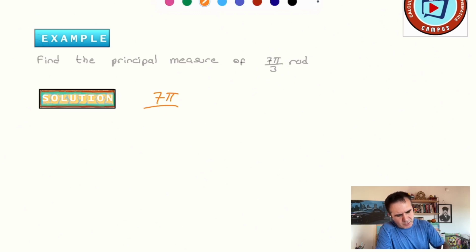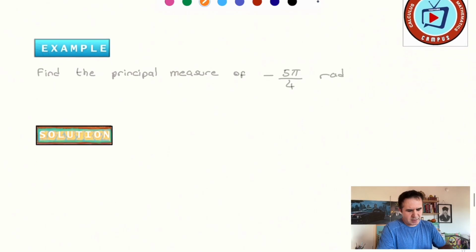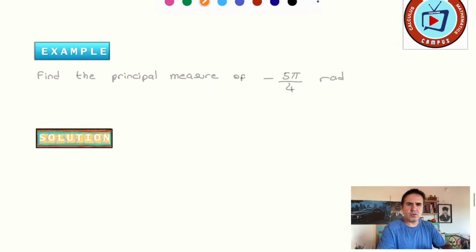7 pi over 3 minus 2 pi, and this is equal to pi over 3. Therefore, the principal measure of 7 pi over 3 is pi over 3. And next example, find the principal measure of minus 5 pi over 4 radians.